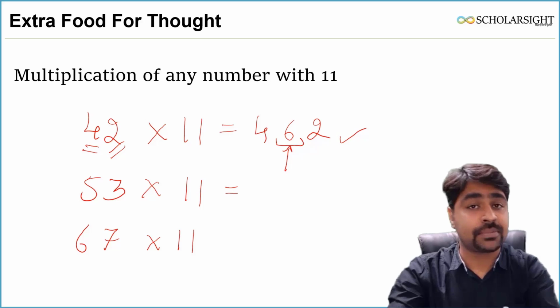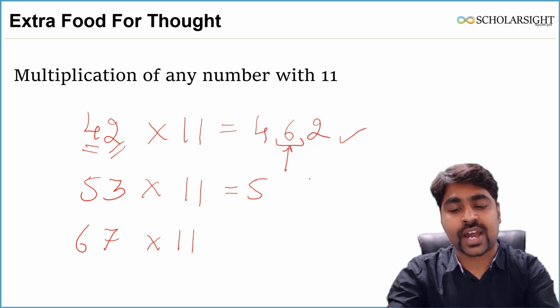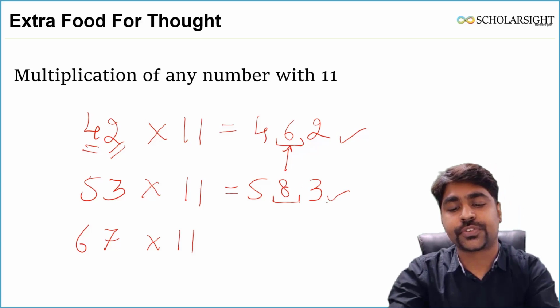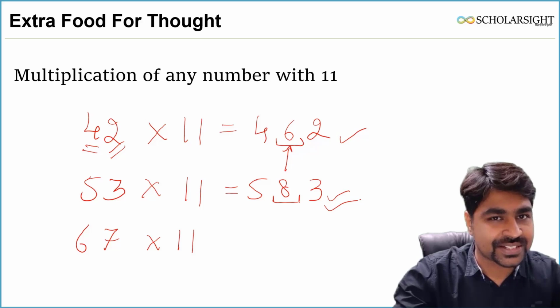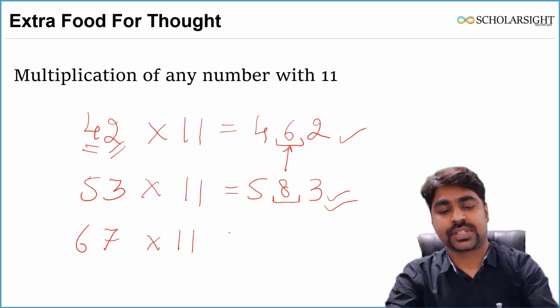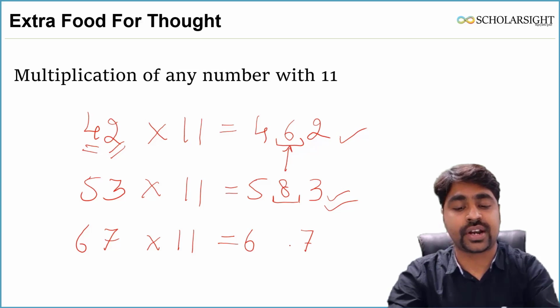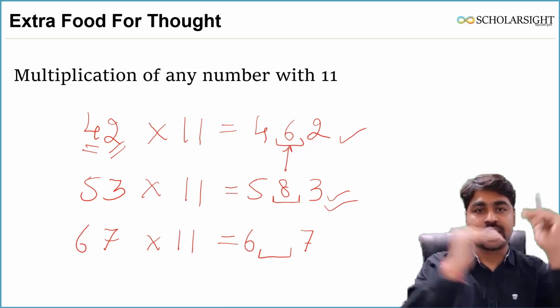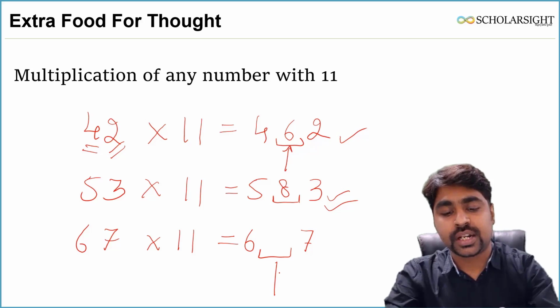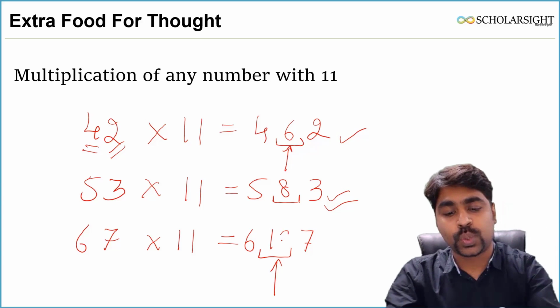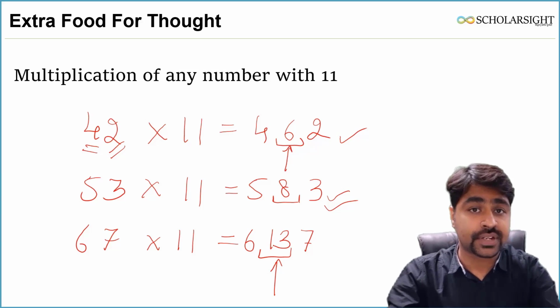Now, using the same logic, here also 5 and 3, and in the middle, I'll be writing the addition of 5 and 3, that is 8. So 583 is going to be your answer, right? Now, something interesting here. So 6 and 7 you will write just like you did in the earlier two. Now, in the middle, will you write 6 plus 7, which is 13? So, will the multiplication be 6137?